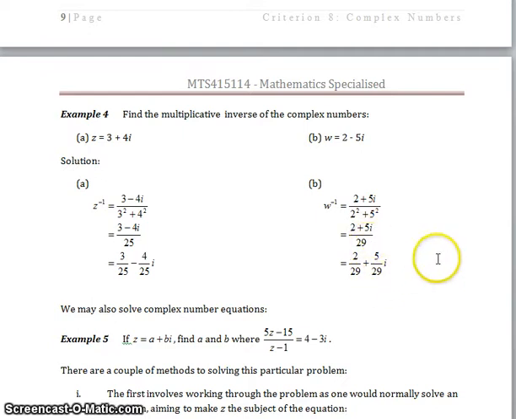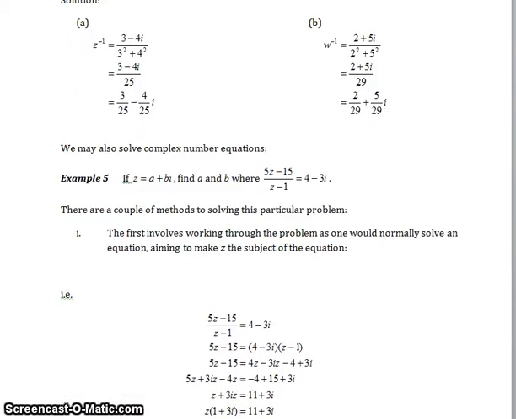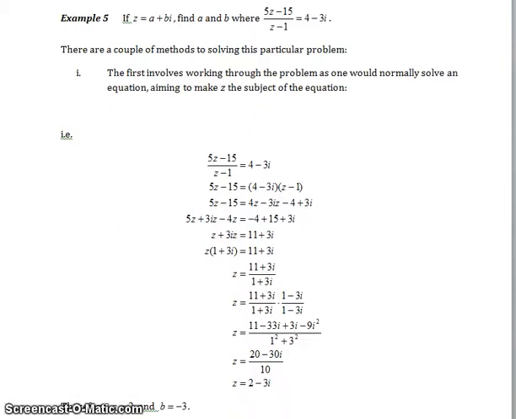Now, we may also solve complex number equations. So we're just gradually working our way towards some more complicated complex number calculations. Now let's have a look at this particular example and see how it works through. So we've got this situation where 5z minus 15 over z minus 1 equals 4 minus 3i.